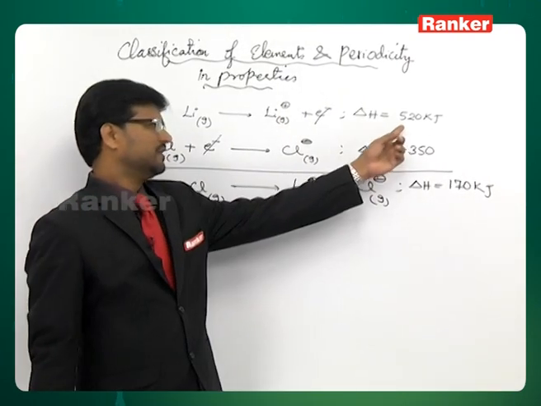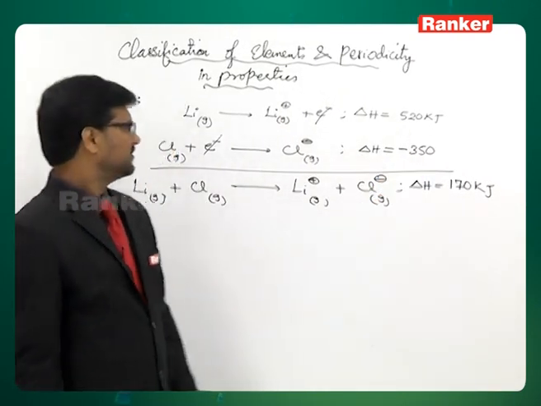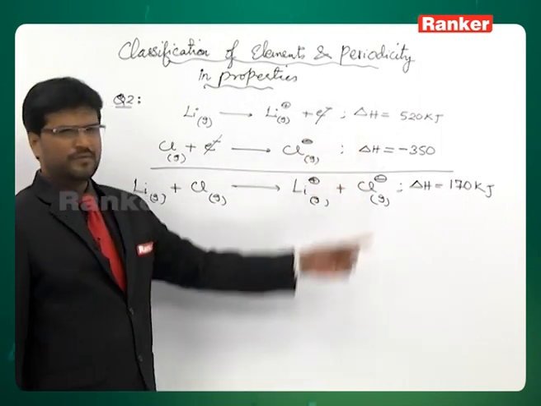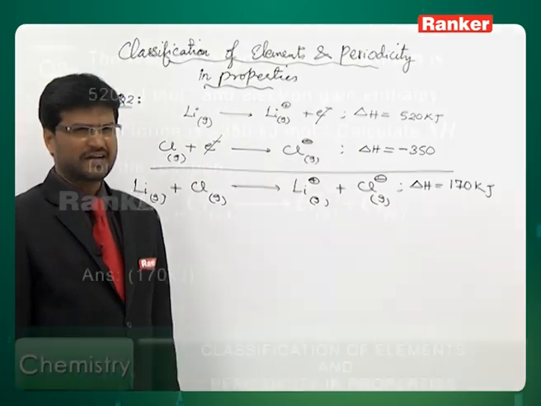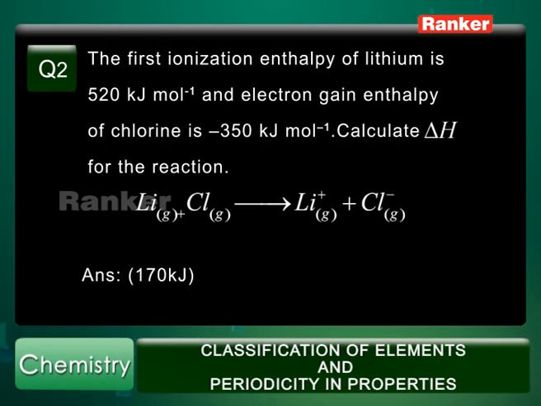We need to take the algebraic sum of these two. These are extensive properties. Delta H is an extensive property. When you add the thermochemical equations, the values get added. So, that is the answer. The answer is 170 kilojoules.